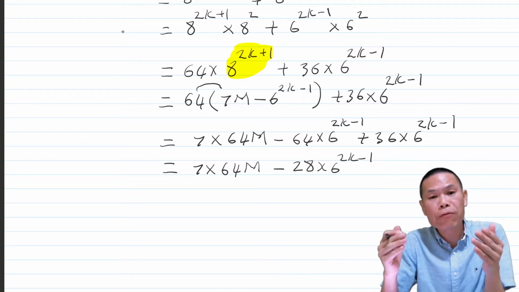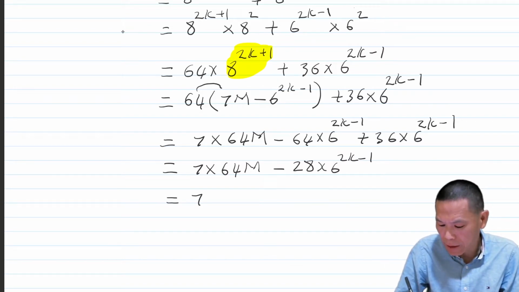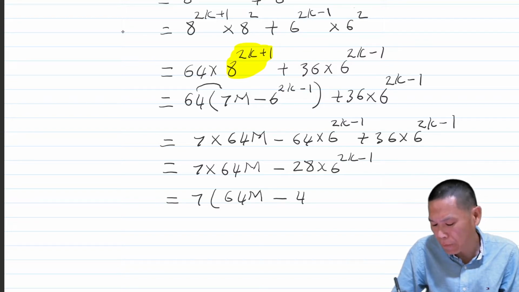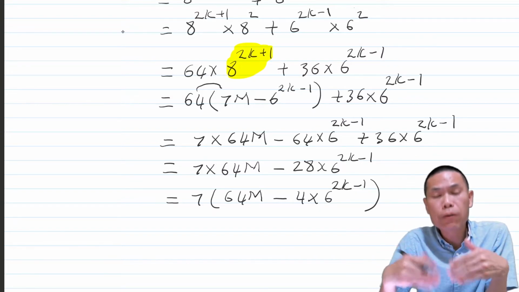So now the common factor is 7. So I take the 7 out. So 7 times (64m minus 4 times 6^(2k-1)), which is divisible by 7.